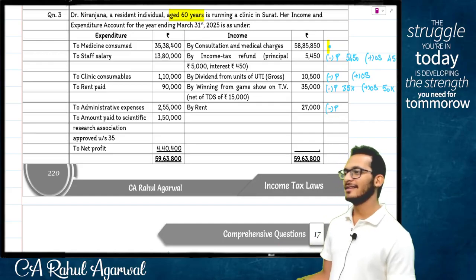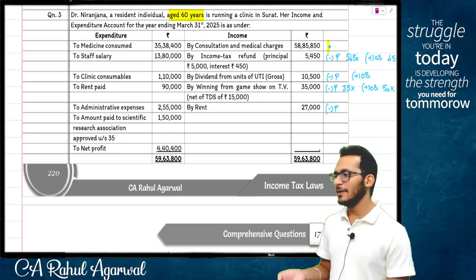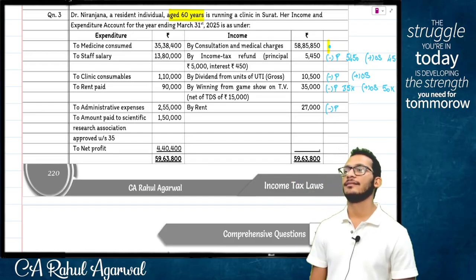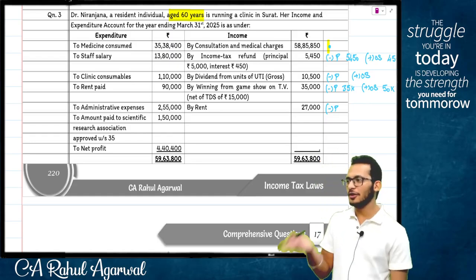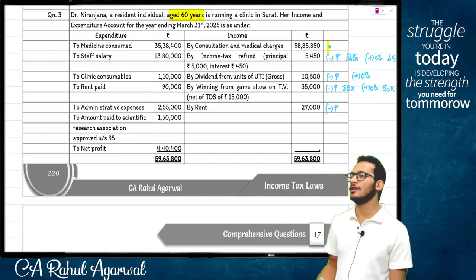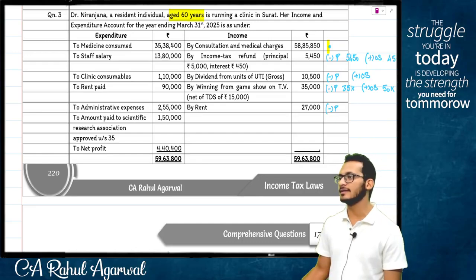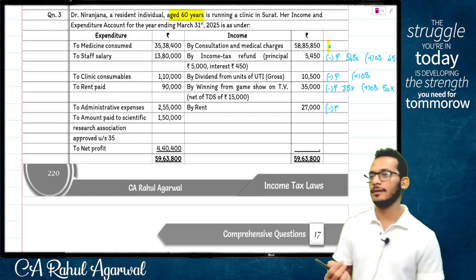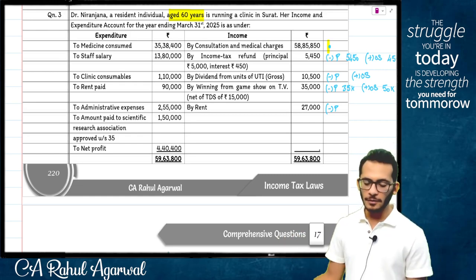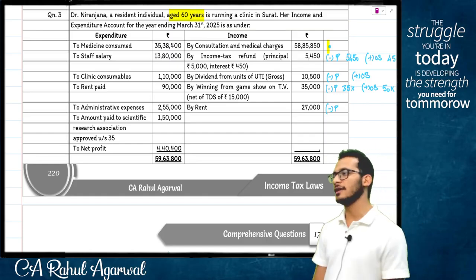People, rent received is a different head. Rent paid obviously is for your clinic only. Yes or no? People, you are going to pay rent for your own clinic. What you receive is from something else. That is not the criteria. This is business and therefore ignore. Administrative expenses 2,55,000, ignore. Amount paid to Scientific Research Association approved under section 35.